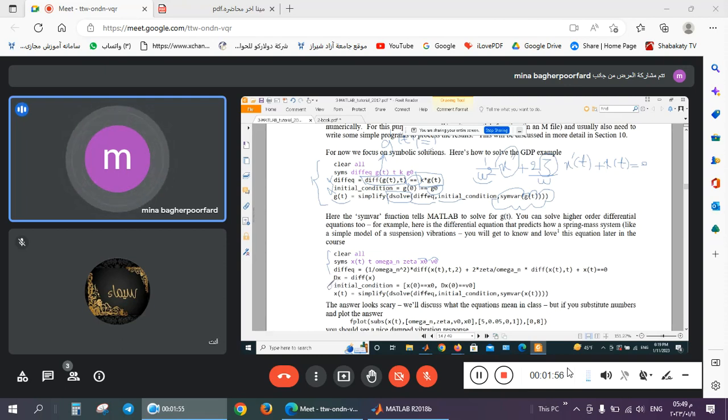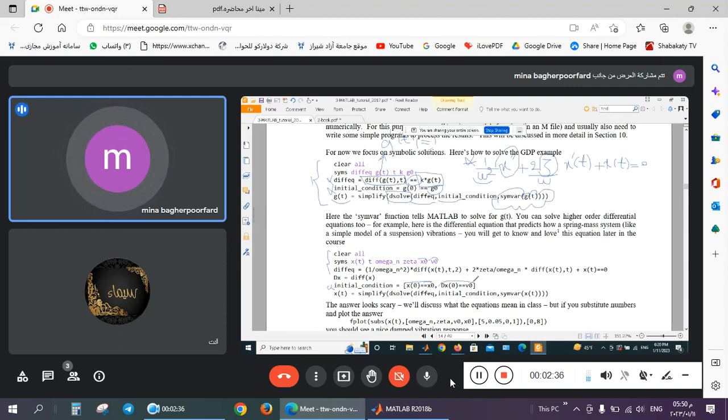After that, I should define the initial condition. Initial underline condition is equal, because the order of our equation is 2. This equation is a second order ordinary differential equation, and so I need two initial conditions. The first initial condition is x0 and the value is x0. The second initial condition is for the derivative of x with respect to t, and the initial condition for dx is v0.